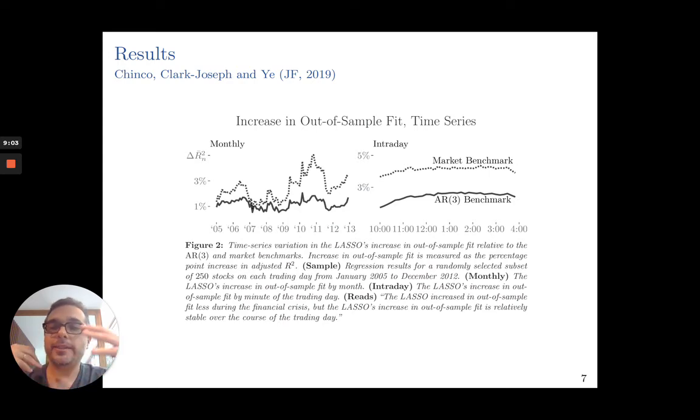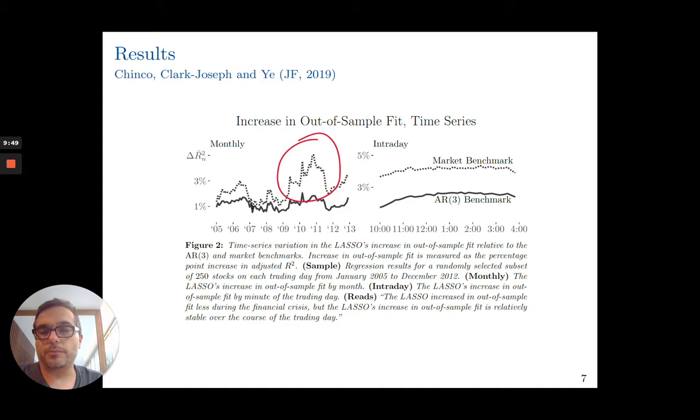And so is this stable over the sample? So they compare the out of sample fit with the market benchmark. The picture on your left shows the monthly increase in R squares of the Lasso method with respect to the market benchmark and the AR3 benchmark. You see that there's a positive increase in R squares over the whole sample. Especially in the market benchmark, the increase is higher in the second half of the sample, okay? As you can see here.